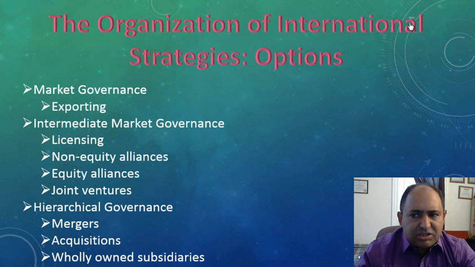The organization of international strategies: there are several options. One of those options is market governance, where the company could simply start exporting its goods and services. Intermediate market governance, which has to do with licensing, non-equity alliances, equity alliances, and joint ventures. And the hierarchical governance, which has to do with mergers, acquisitions, and wholly owned subsidiaries.